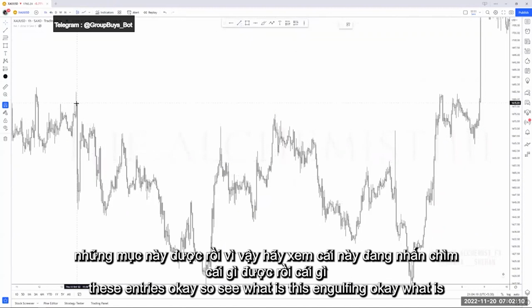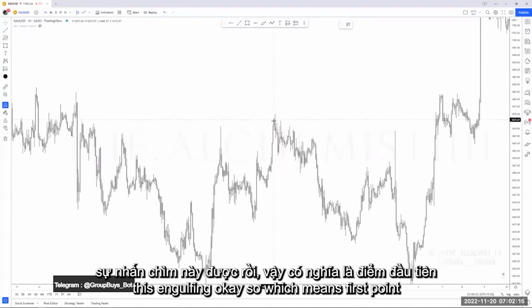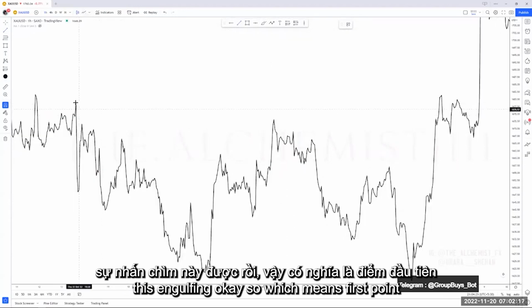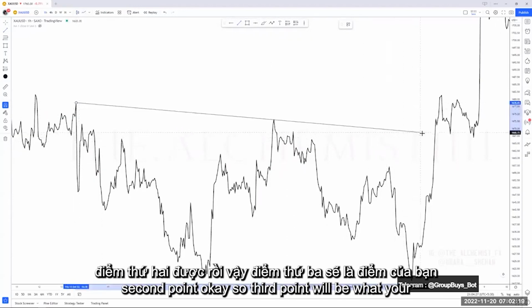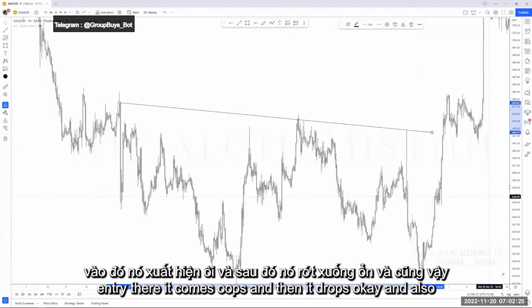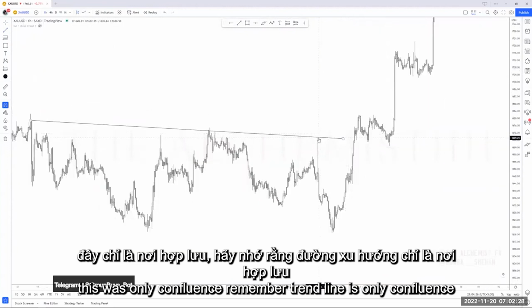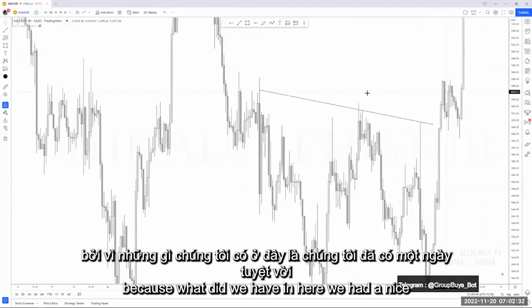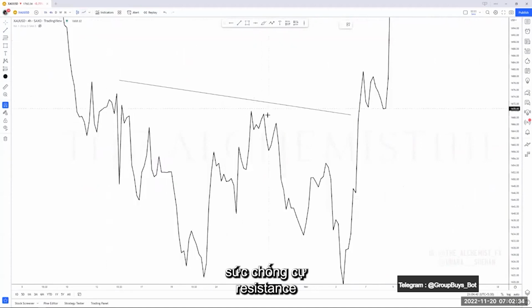See, what is this? Engulfing. What is this? Engulfing. Which means first point, second point, so third point will be what? Your entry. There it comes. Oops, and then it drops. Also, this was only confluence. Remember, trend line is only confluence for us. Because what did we have in here? We had a nice resistance.